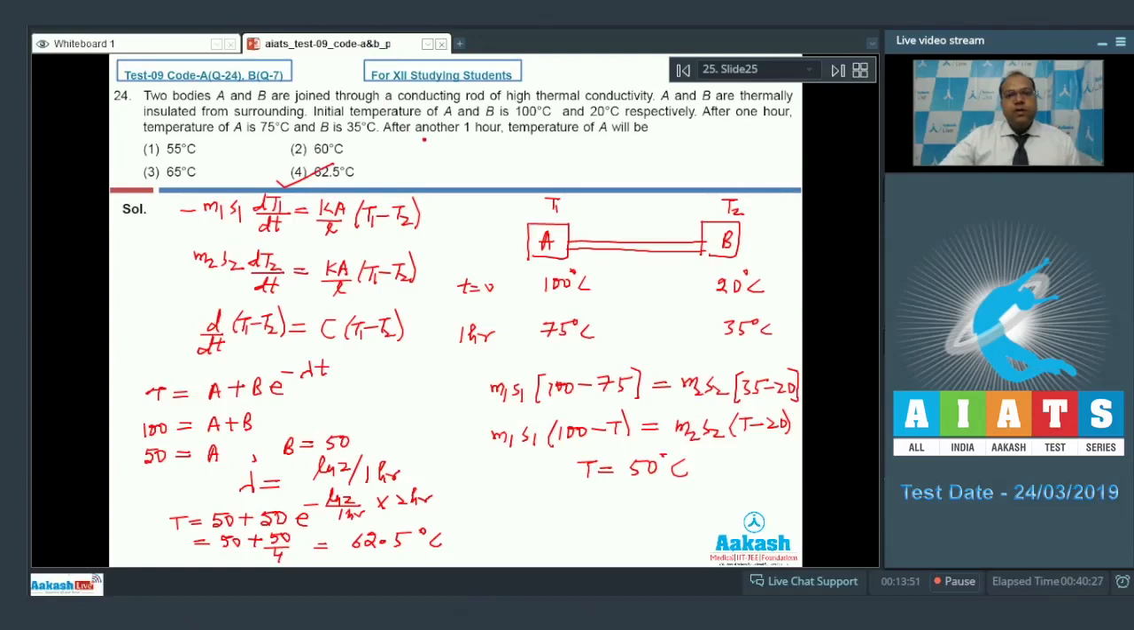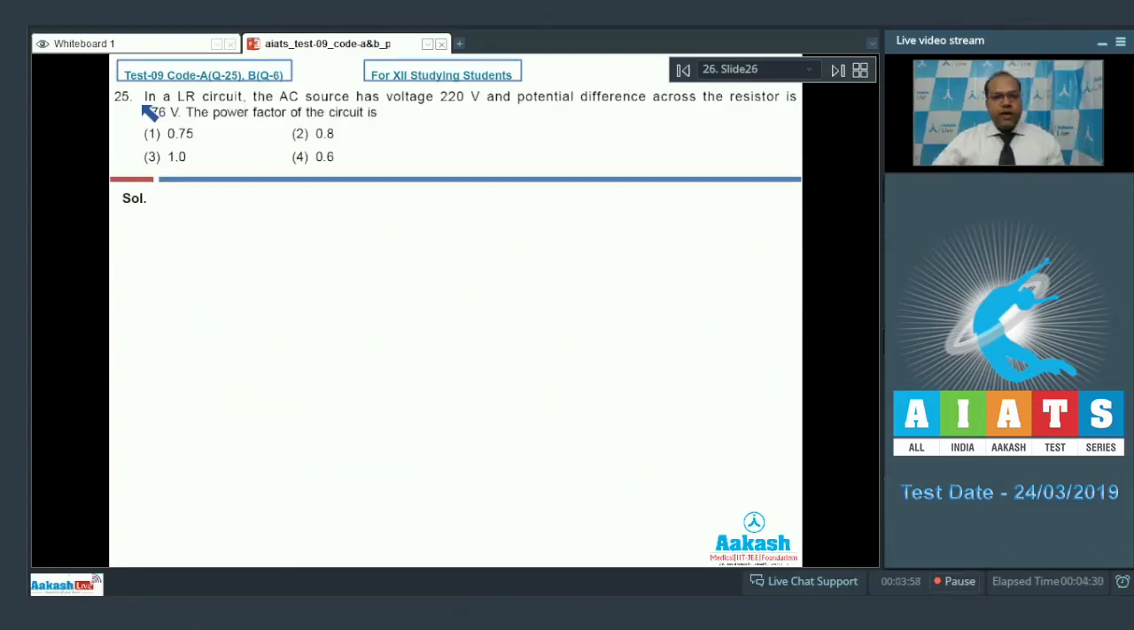Let's move to question number 25. In an LR circuit, the AC source has voltage 220 volt and the potential difference across the resistor is 176 volt. The power factor of the circuit is?